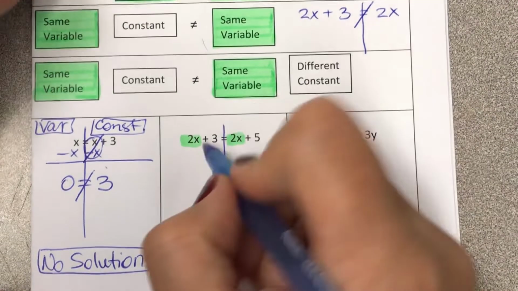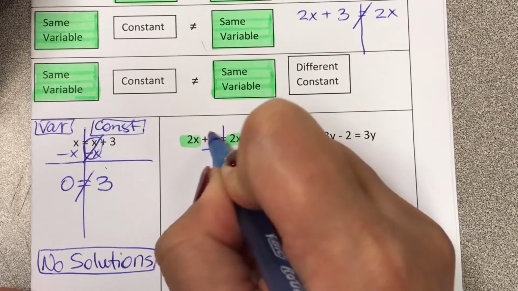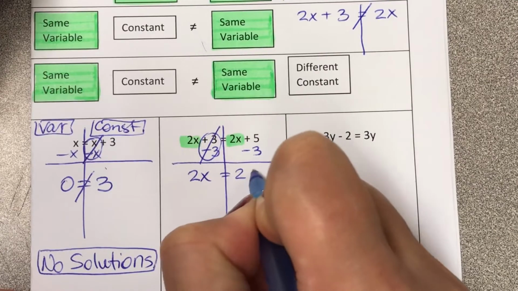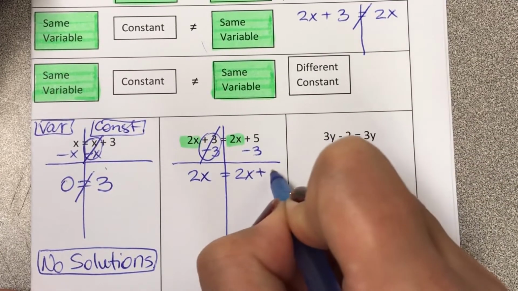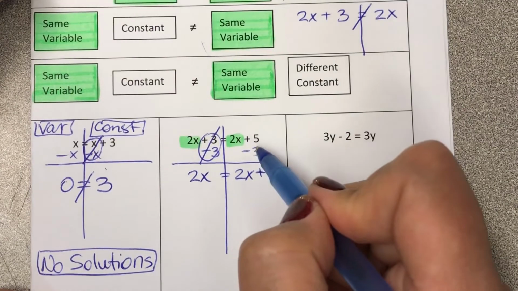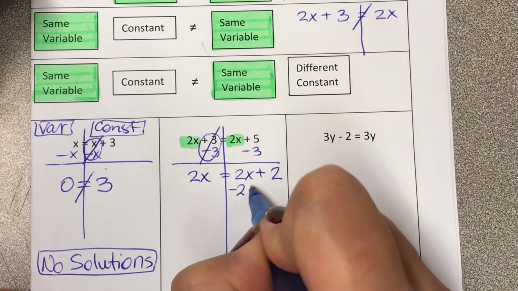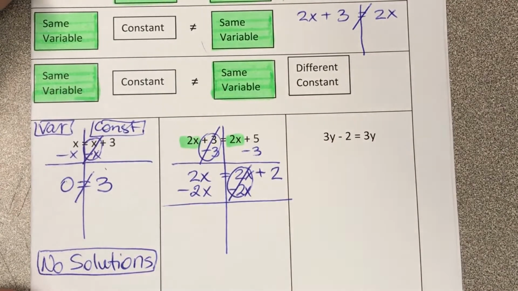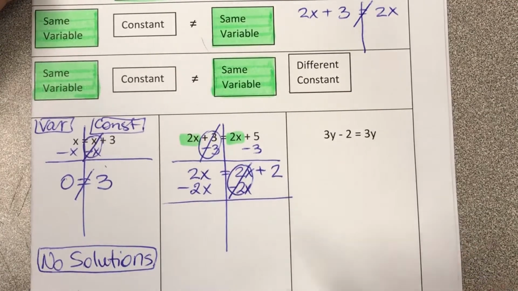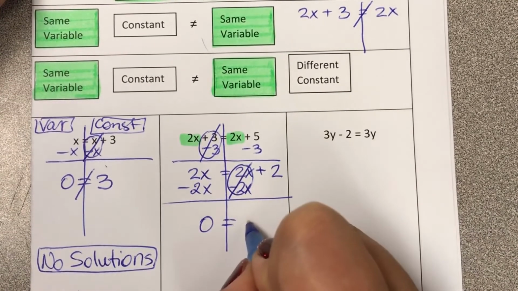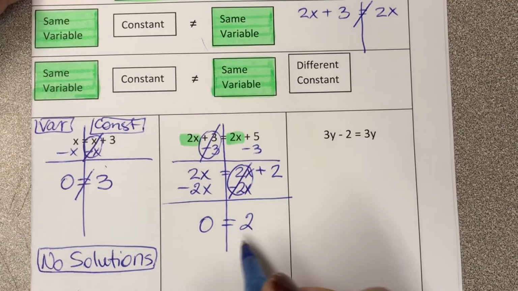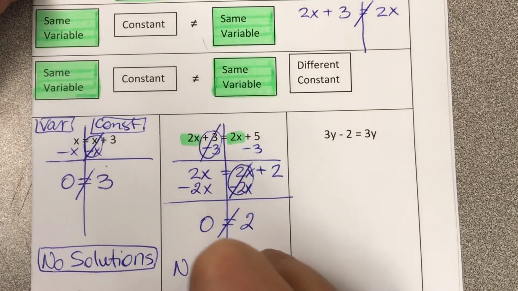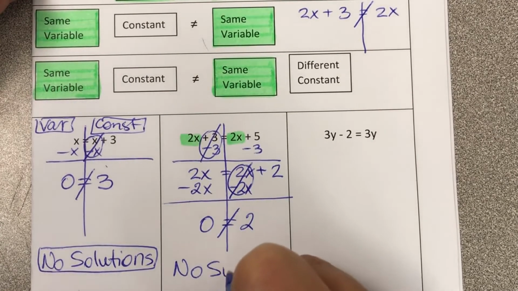If I try to solve, I subtract 3 from this side, so I'm removing it from the left. 5 minus 3 would be positive 2, and then the variable term 2x I'm removing from the right, and being identical it automatically gets removed from the other side as well. So that 2x minus 2x will be 0, and then 2 will come down as a constant. Well, 0 does not equal 2. That's a false statement, so no solutions for this equation.